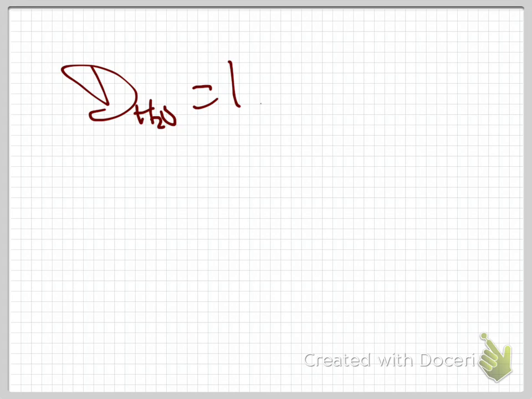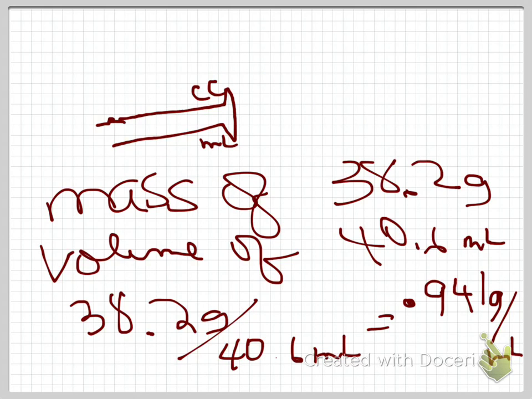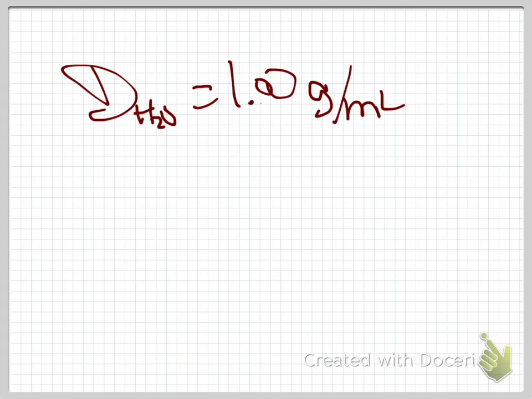A couple more important things you need to know is that the density of water is exactly 1 gram per milliliter. So anything with a density of less than 1 will float in water. Anything with a density of greater than 1 will sink in water. So this one that I found right here, this 0.941, it will float in water. Okay, so that's an important thing to know.